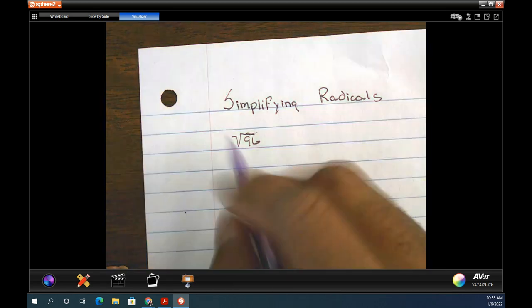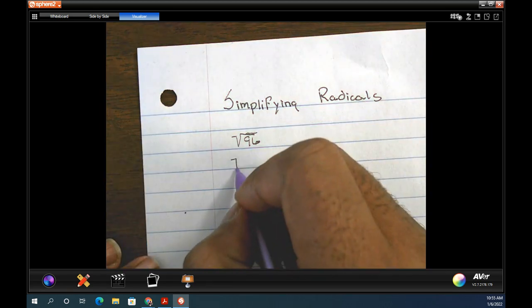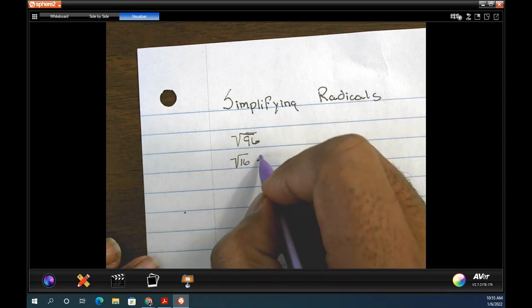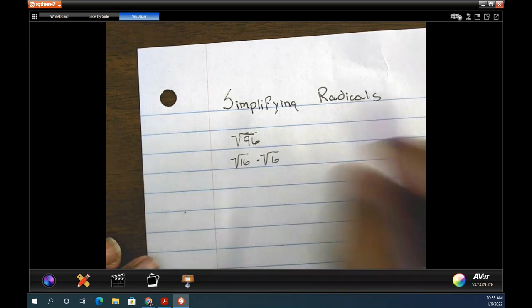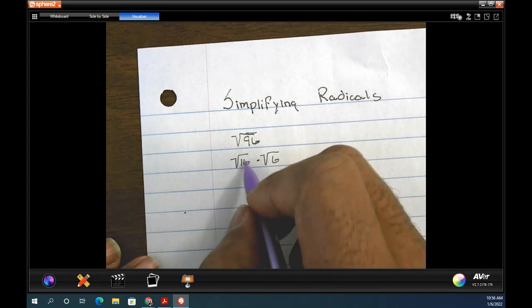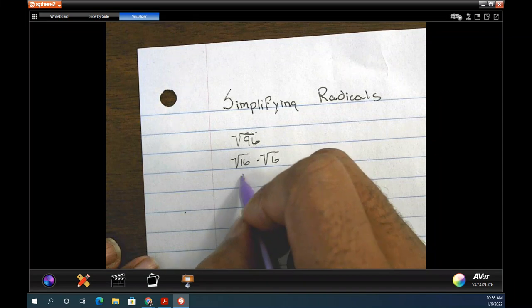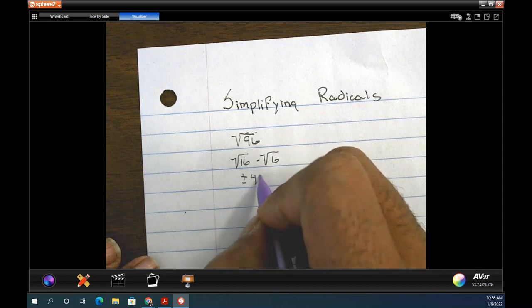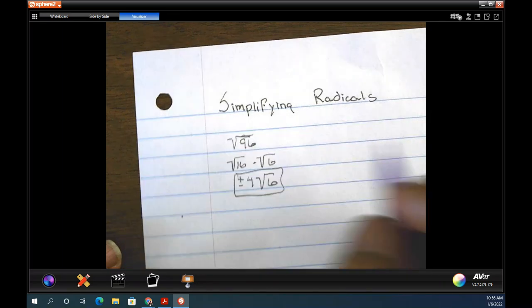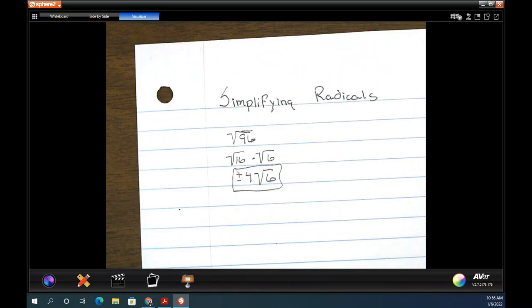So let's go over here. So this turns into the square root of 16 times the square root of 6. Put the perfect square here. So this will be the square root of 16, plus or minus 4, times the square root of 6. That's your answer. Now, here's the catch.